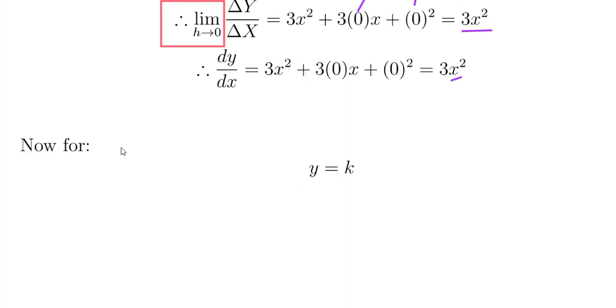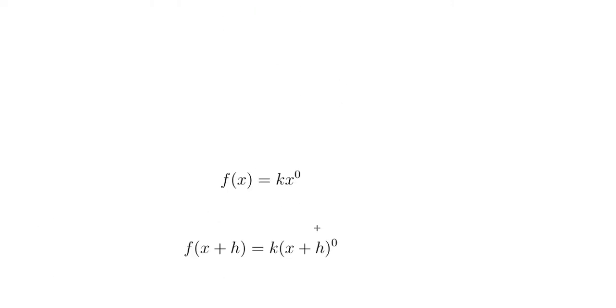Now, one thing to recognize is that k could be seen as kx to the power 0, because anything to the power 0 is 1. This is still equal to k. I'm putting x to the power 0 because I want to use the formula, just to be a little bit eccentric here, but also to drive home the point of what happens when you have a constant.